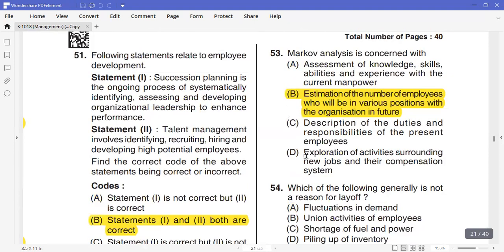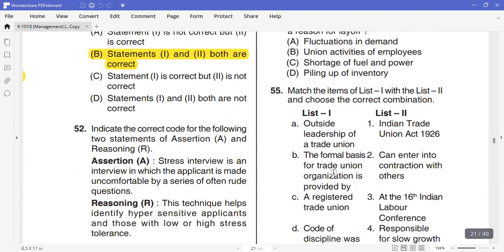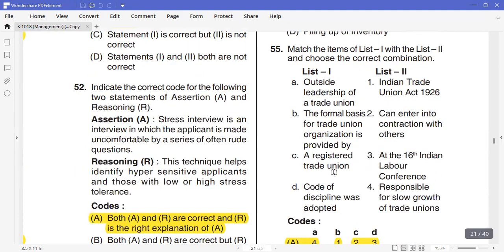So 53 is already covered, and 54 has already been told. Which of the following is generally not a related reason for layoff? It is the shortage of fuel and power. Now the 55th question. We have a match-the-following, list 1 versus list 2.